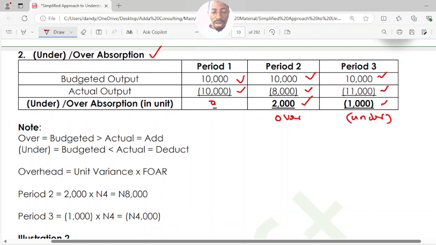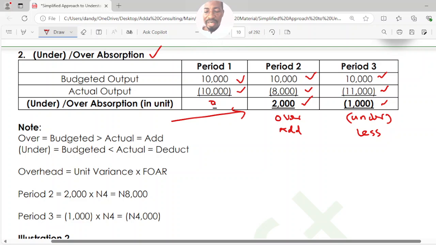It will be over absorbed overhead if budgeted output is greater than actual. In that case, you are supposed to add. Once it is over, you add. If it is under, you less. That's why you see the under in brackets. Then, for me to now get the overhead in naira, I need to multiply the unit variance. All these items are the unit variance. So you need to multiply with the fixed overhead absorption rate.